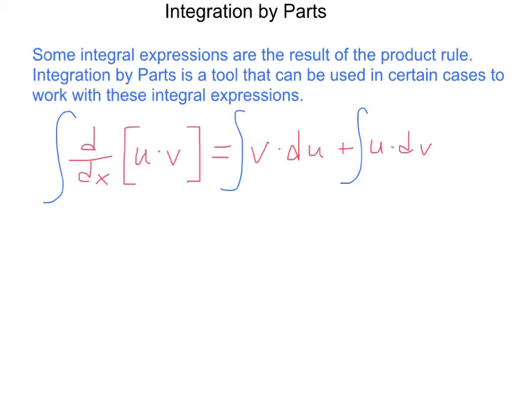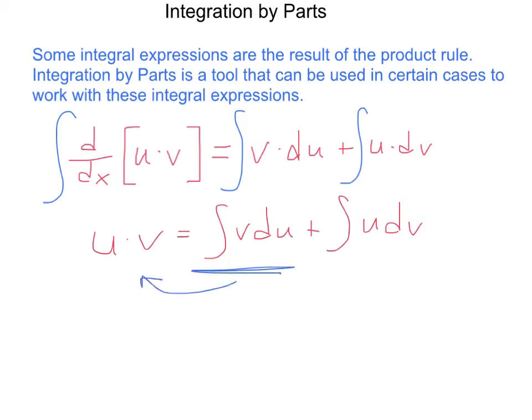Now if I want to, I could go through and take the integral of this thing, the integral of all three of the pieces. If I did that, on this first term, I have the integral of the derivative, so that's just going to leave me with u times v. So I will have that uv is equal to the integral of v du plus the integral of u dv. And all I'm going to do here is subtract this thing to the other side. So in the end, my final expression is the integral of u dv is equal to uv minus the integral of v du.